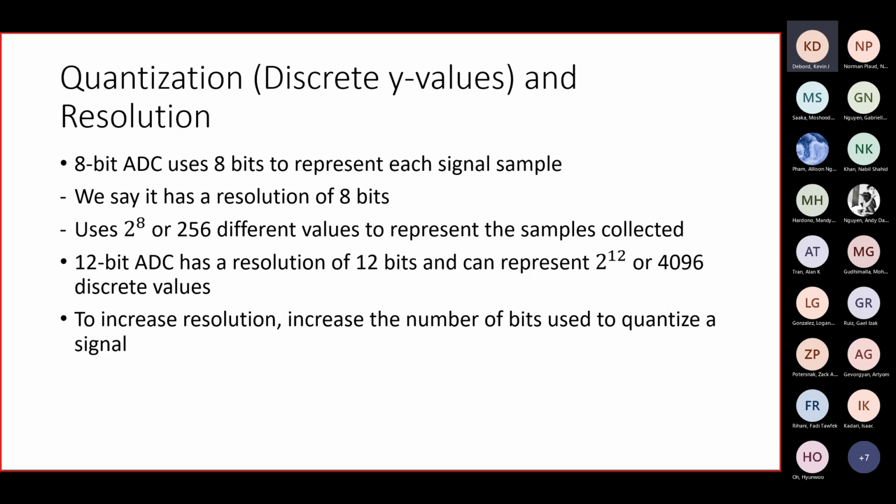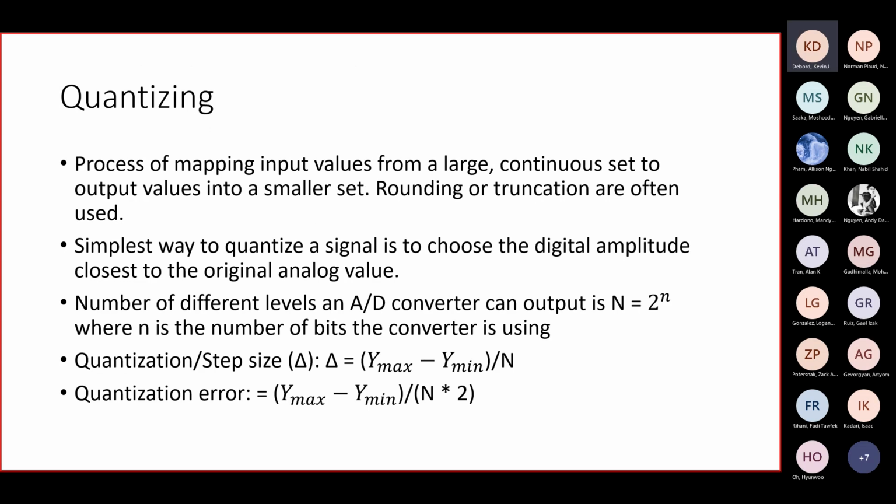It uses 2 to the 8th, or 256, different values to represent the samples collected. So again, resolution is the number of bits and values is 2 to the nth. As another example, a 12-bit ADC has a resolution of 12 bits and can represent 2 to the 12th, or 4,096, discrete values. So how would we increase the resolution? We increase the number of bits used to quantize the signal. The simplest way to quantize a signal is to choose the digital amplitude closest to the original analog value. And the number of different levels, as I just said, is N equal to 2 to the nth.